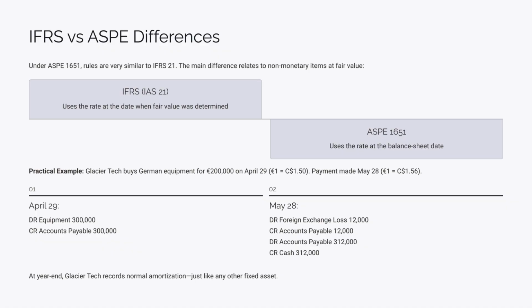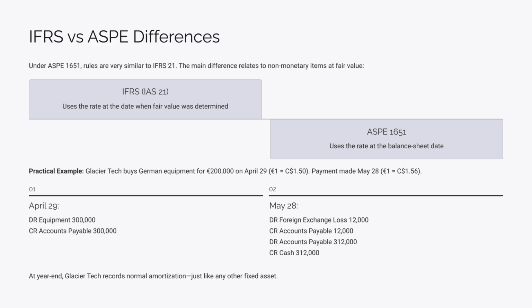Example, Glacier Tech Ltd buys German equipment for €200,000. On April 29th, €1 equals 1 Canadian dollar 50 cents. On May 28th, when payment is made, €1 equals 1 Canadian dollar 56 cents. On April 29th, we record debit equipment $300,000, credit accounts payable $300,000. Then, on May 28th, debit foreign exchange loss $12,000, credit accounts payable $12,000, debit accounts payable $312,000, credit cash $312,000.